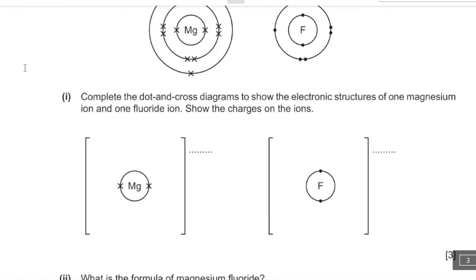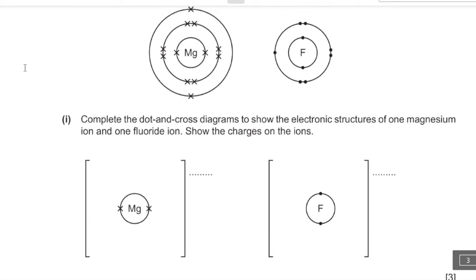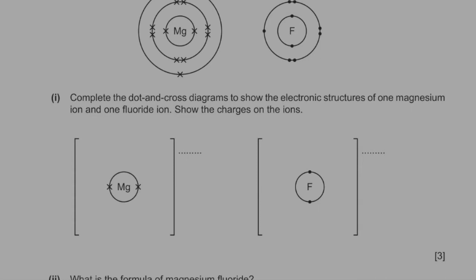1. Complete the dot and cross diagrams to show the electronic structure of one magnesium ion and one fluoride ion. Show the charges on the ions. Alright, as you can see over here, magnesium has 2 electrons in its outermost shell, and because of being a metal, it loses these electrons, and that leaves it with only 2 shells which are complete. And since magnesium loses 2 electrons, the number of protons is greater than the number of electrons by 2, and so it gains a charge of 2+.